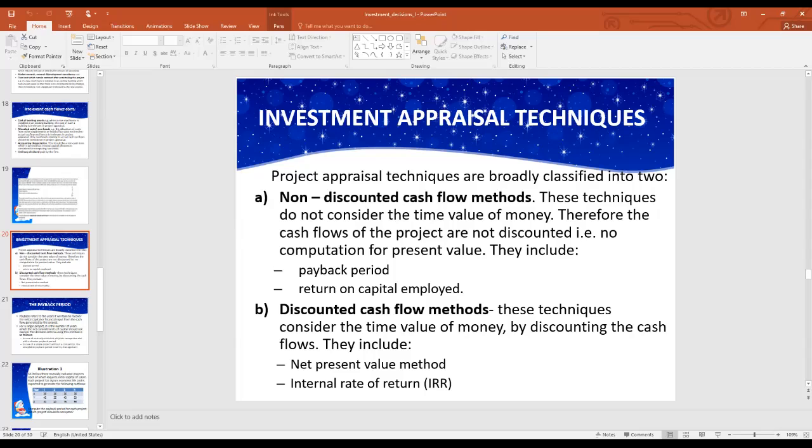In the case of the non-discounted techniques, we don't need to do that. We are going to be using cash flow values as and when we receive them, without any need to get the present value or current values. We don't need to discount those cash flows. So let's begin with the first method, the use of the payback period.